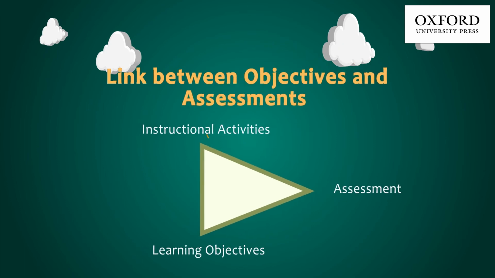Let's take a look at the link between objectives and assessments. As the figure here depicts, the instructional activities, assessments, and learning objectives are closely linked. So if, for example, the student does not perform well in an assessment, then the teacher can go back and change the instructional activity if she feels that that is the reason for their poor performance at the assessment, or she can go ahead and change the learning objectives. Similarly, if the instructional activities do not work out, she can go back and change the learning objectives.